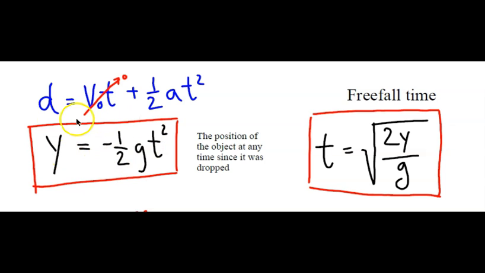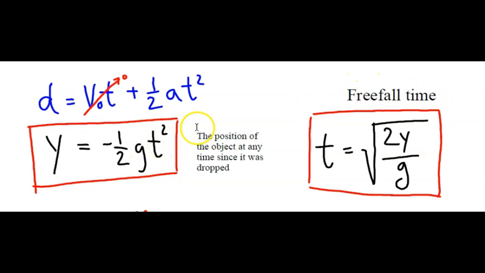Let's talk about the meaning of this formula. This formula has a very simple meaning. It says that the position of the object, that's the y value, at any time since it was dropped can be calculated. So we now know how high above the ground the object will be after it has fallen for this much time, usually measured in seconds.